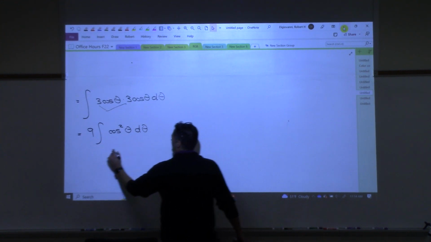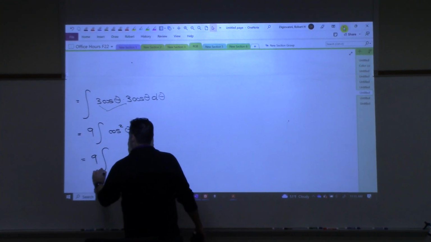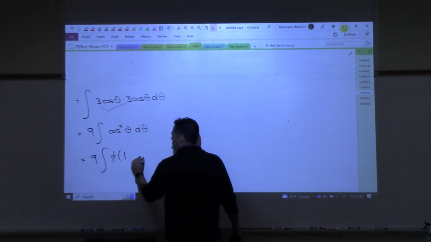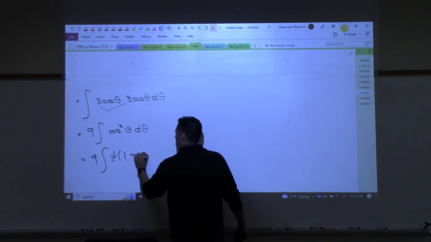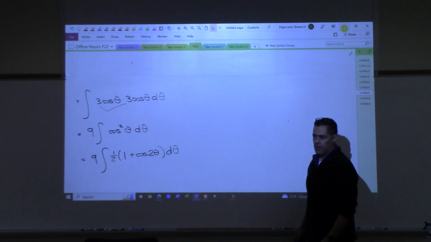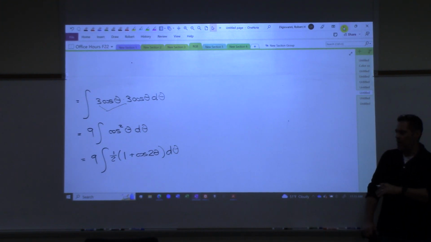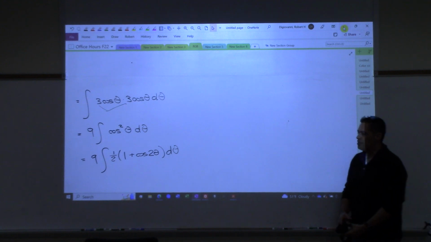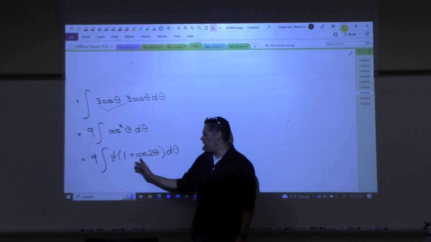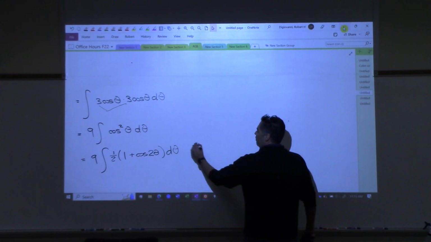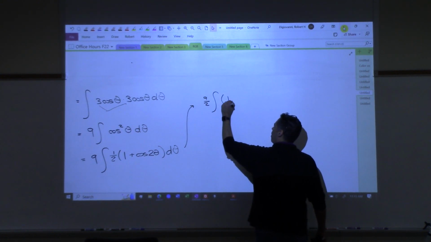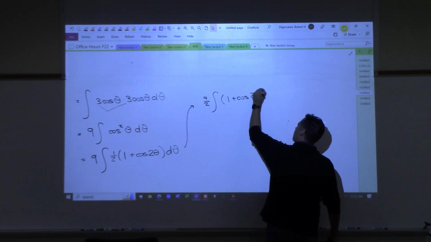So at this point, I replace this cosine squared theta with 1/2 times 1 plus cosine 2 theta. That is the identity that I use to get a cosine squared and kind of kill that squared off. Right, there's a give and a take to this formula. You get rid of the squared, but you gain a 2 theta, right? And some other stuff. But I can pull the half out front, so 9/2 integral of 1 plus cosine 2 theta d theta.